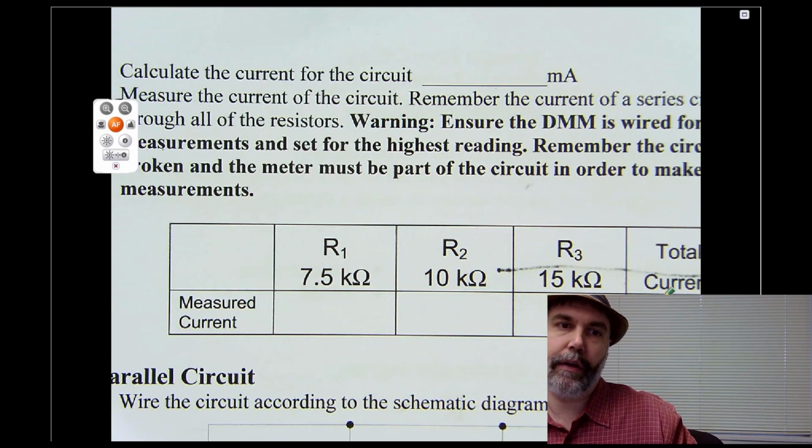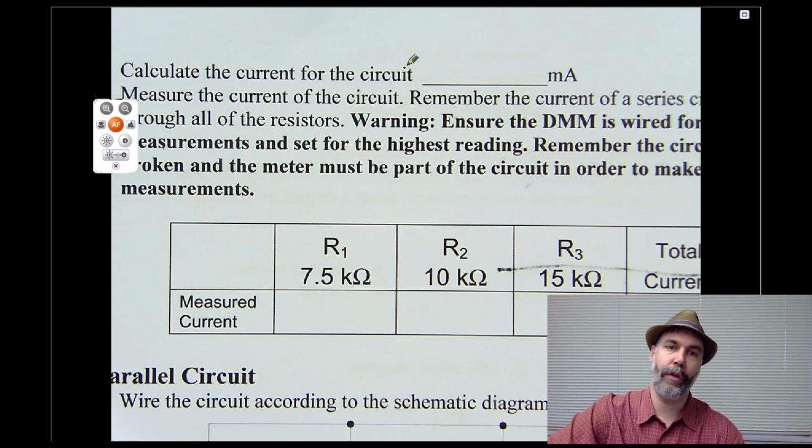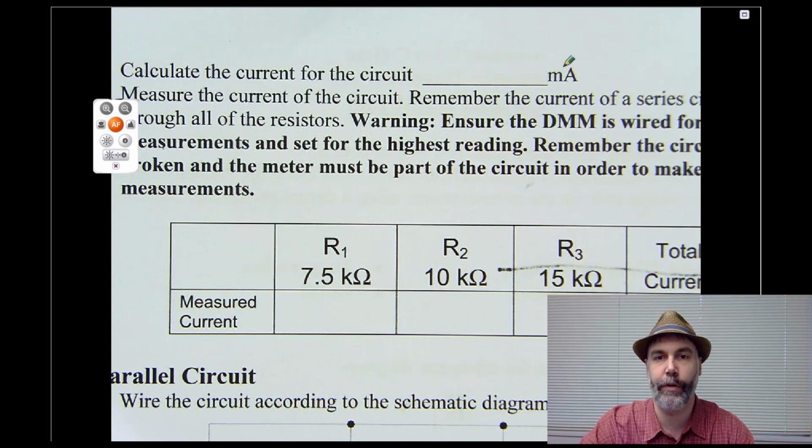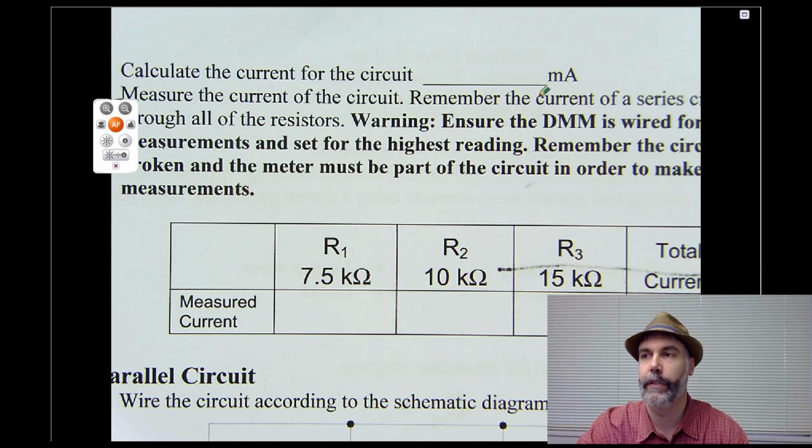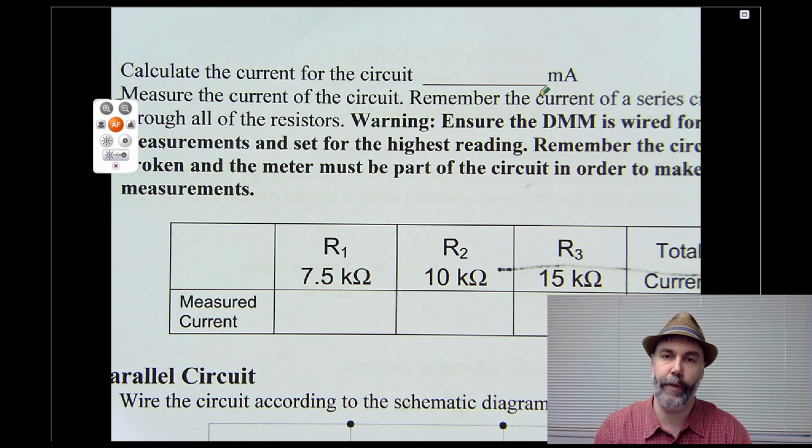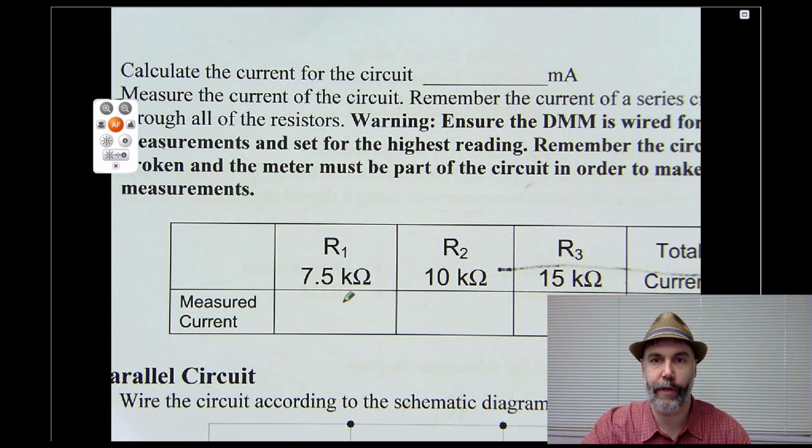And then you can calculate the total current for the circuit. So what law would you use to calculate the total current here? Ohm's law, exactly, because you know the voltage and you know the resistance. So you can calculate the current there, okay? And then you can actually measure it. So down here, you'll write down your calculated current up there, and then down here you will measure it, and hopefully your measurements come out pretty close to your calculation, okay?